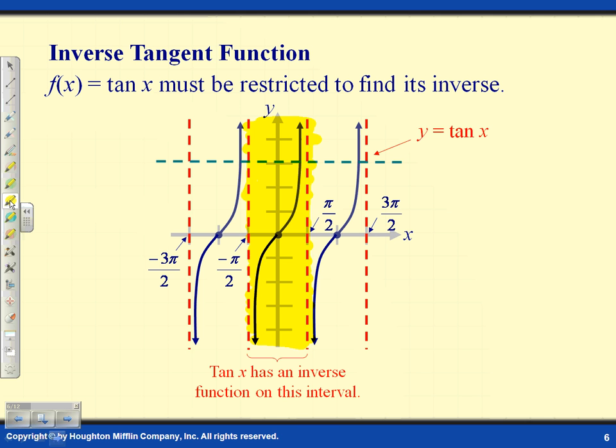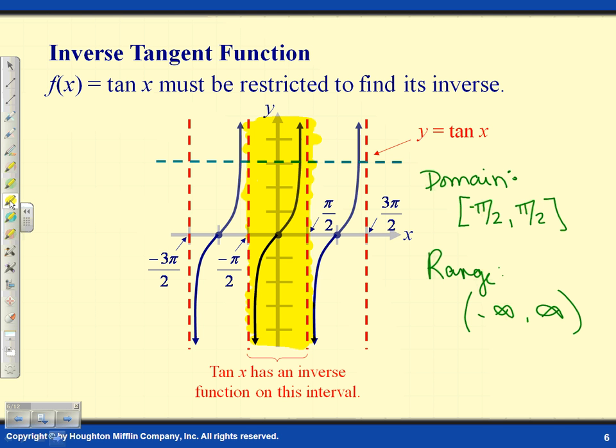Now, can you tell me the domain of that highlighted region? Negative pi over 2 to pi over 2. And what is my range of the highlighted region? Negative infinity to infinity, because it keeps going forever and ever. It never touches that asymptote. Do we understand that? So this is going to be from negative infinity to infinity. Do we understand that? Which means now, what is going to be the arctangent?